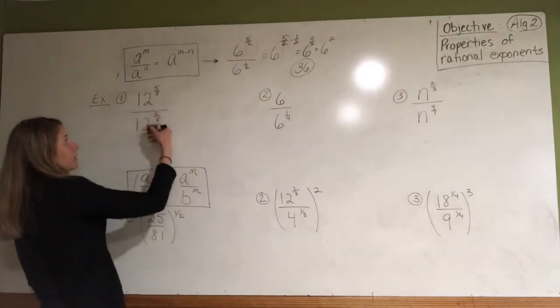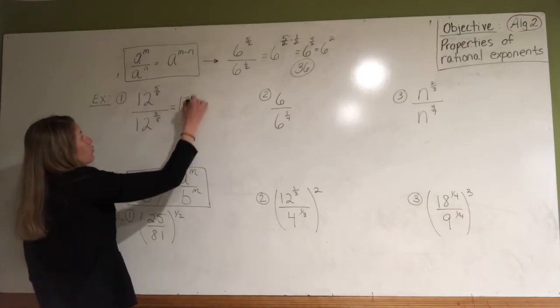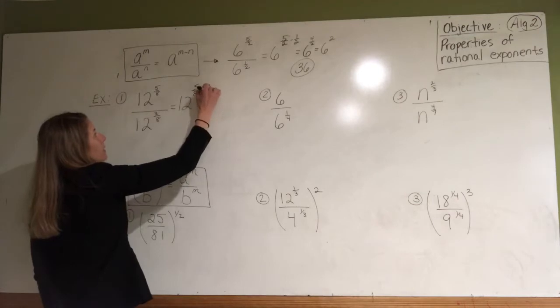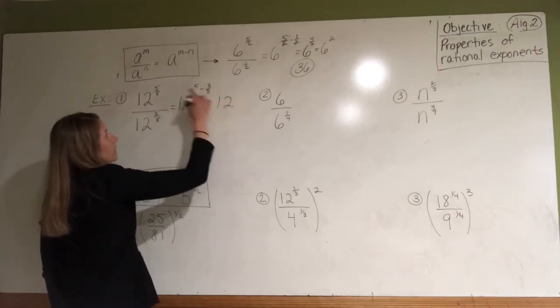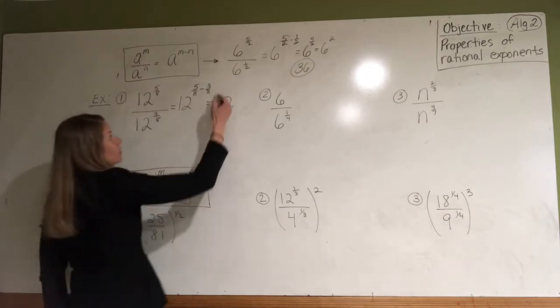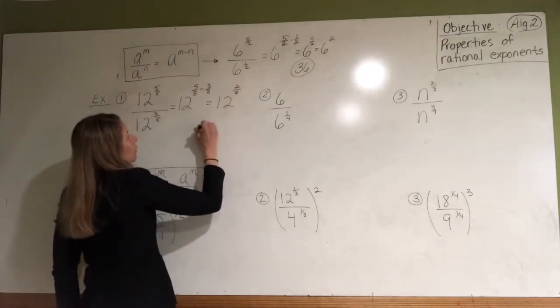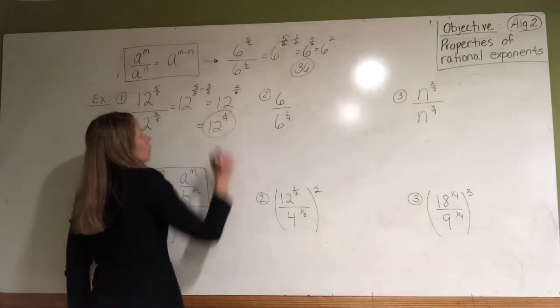So here we have the same base number, they're both 12. So we're just going to subtract the exponent of the numerator minus the exponent of the denominator. Then because they are common denominators there, we're just going to subtract the 5 minus 3. We get 2/8, which of course simplifies to 1/4.